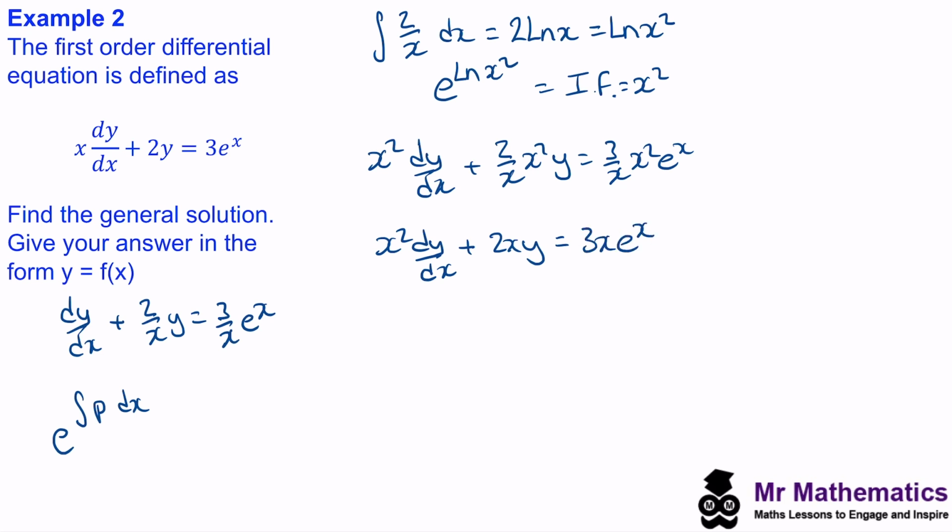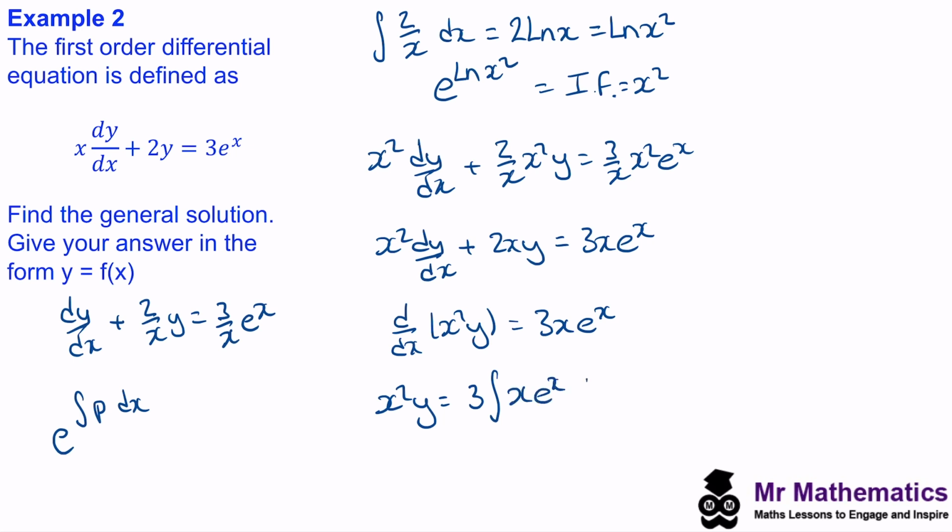And now we can use the reverse product rule, where the derivative of x squared is 2x and the derivative of y is dy by dx. So d by dx of x squared y will equal 3x e to the x. We'll take the integral of both sides, so we get x squared y is equal to, and I'll move this 3 out in front, so x e to the x integrated with respect to x.